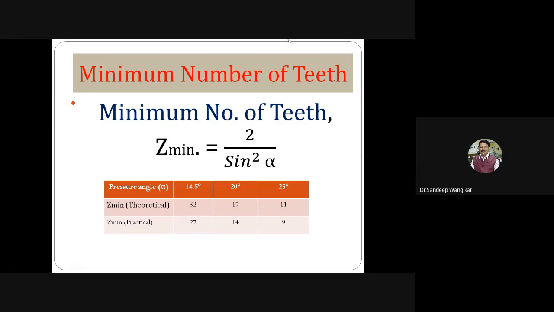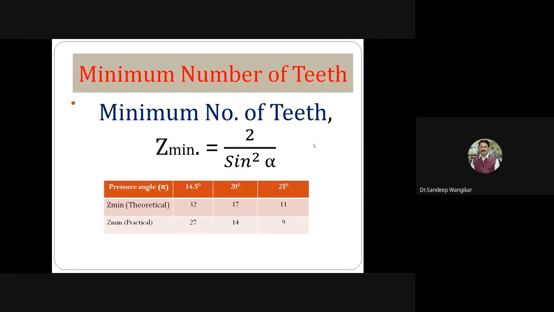The formula for minimum number of teeth is given by Z minimum. So the notation used is Z minimum. Many times in machine design one and other aspects, or theory of machines 1 to whatever you have studied, you might be using the notation T for teeth. So remember, in this machine design second, the terminology used for the number of teeth is Z.